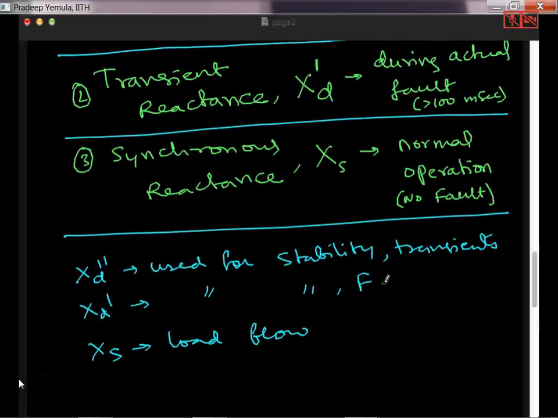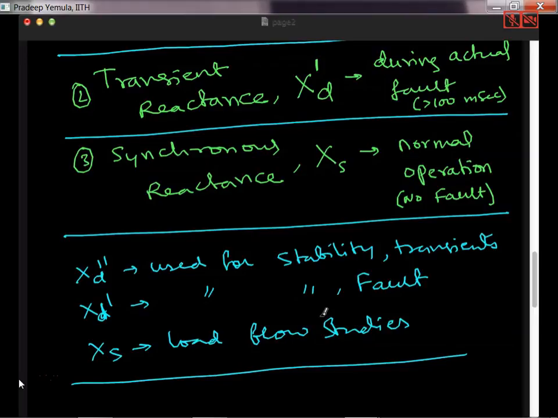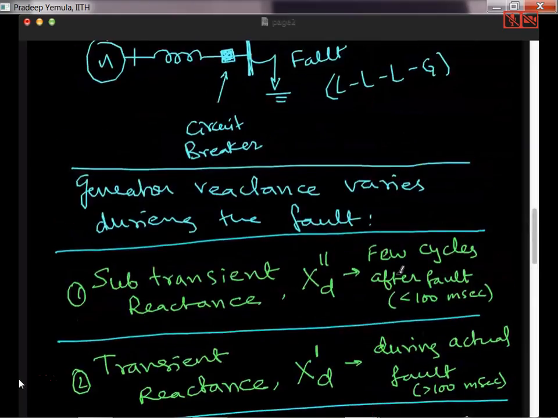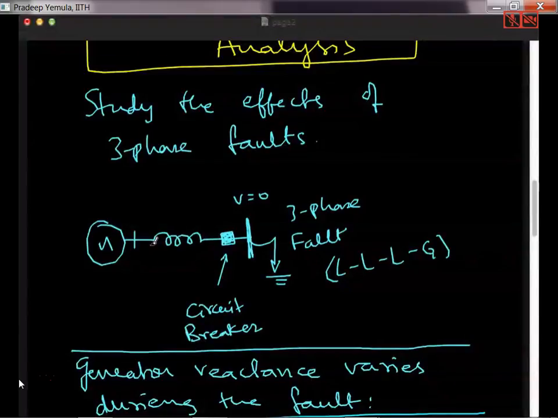So this is also fault calculations. If you want to do fault analysis, X_d single dash is used, and this is for load flow studies. So we have been using X_s for our system. Okay, so now with this brief introduction, what we are interested in is: given the generator, suddenly there is a fault.